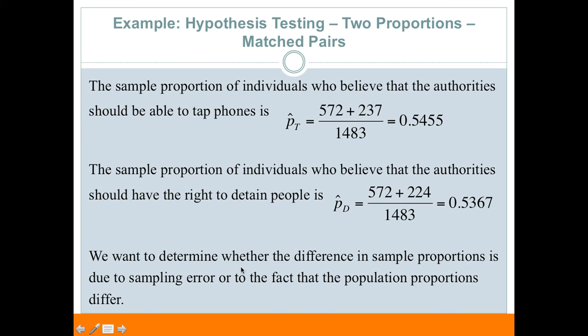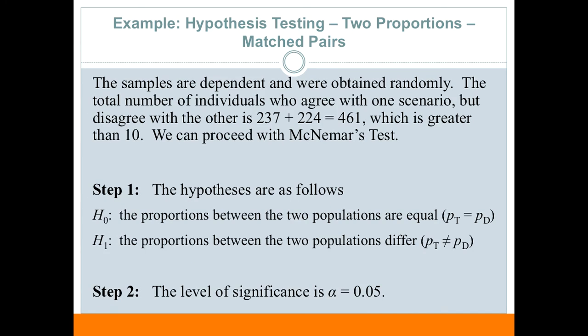So what we want to determine is whether the difference in the sample proportions is due to sampling error or due to the fact that the population proportions are actually different from one another. The samples are dependent and were obtained randomly. The total number of individuals who agree with one scenario but disagree with the other, that was our 237 and our 224, has to be at least 10, which is not an issue here, as it is 461. So we can go ahead and proceed with the test.